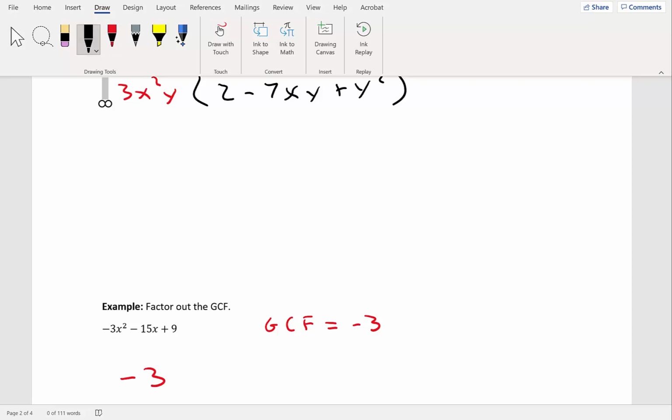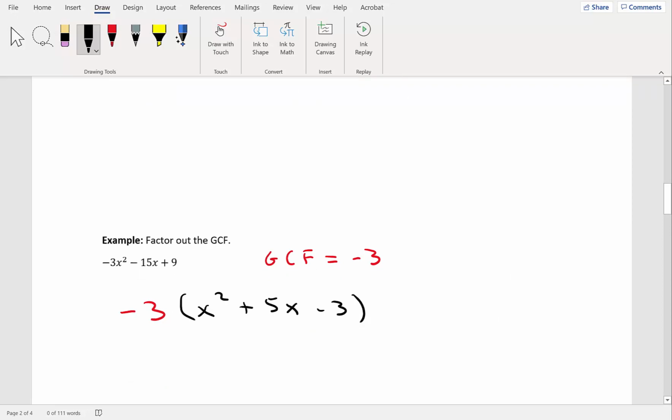So if I factor out a negative 3, okay, let's factor that out. I'm going to be left with x squared for the first term. Now when you're factoring out a negative, all the signs are going to change. Now if I factor out negative 3 from negative 15x, I'm left with positive 5x. Factor out a negative 3 from positive 9, I'm left with a negative 3.